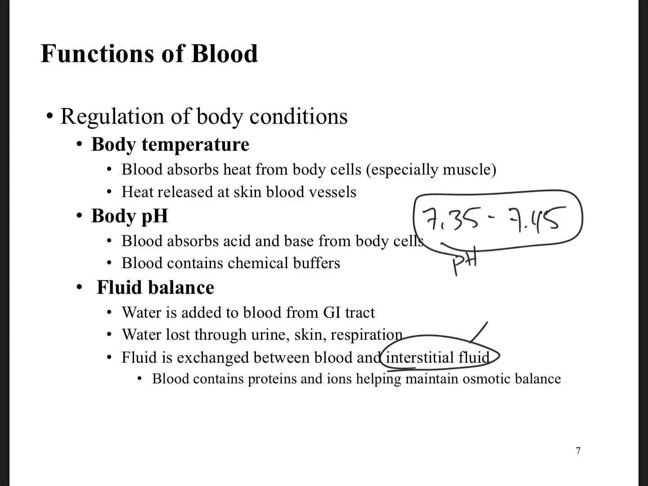Interstitial fluid is the fluid around cells. That fluid is important in transfer of materials. It allows for diffusion to occur. And so the blood helps maintain that osmotic balance. You never want to have too much stuff on one side or the other, because then fluid doesn't go the right way.